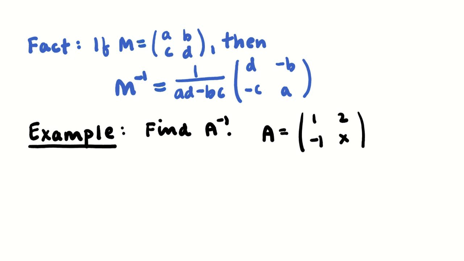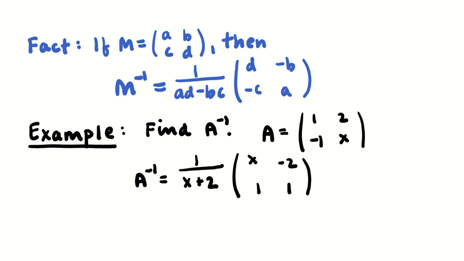So for a quick example, here's A. I want you to think about finding A inverse in terms of X, so you can just follow along with me here. All right, so that's how we're just going to apply the formula. It's 1 over AD minus BC, times the matrix we get when we swap A and D and make B and C negative. So this is what it's going to be in terms of X.